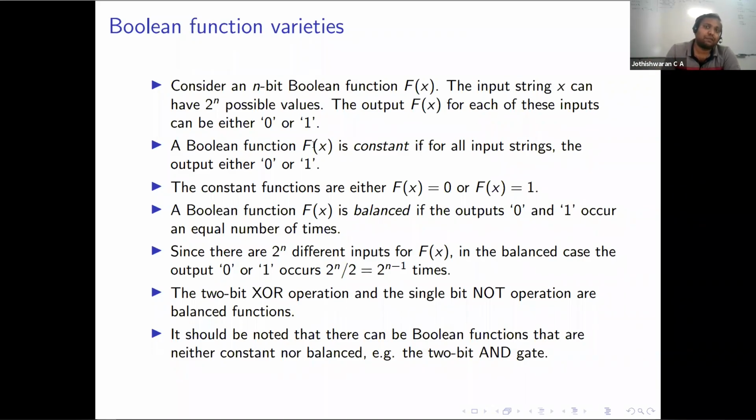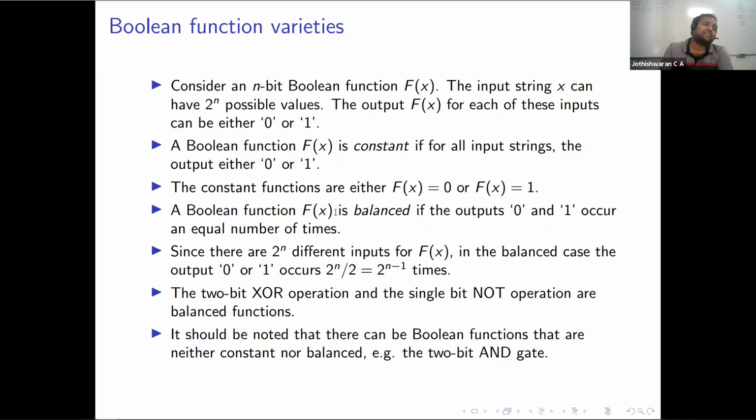Now a Boolean function can be called constant if all the outputs corresponding to every input string are either 0 or 1. So if f of x is equal to 0 for all x belonging to {0,1} to the power n, then it is a constant function, or if it is 1, it is also a constant function. So these are the only 2 constant functions that exist for any n-bit Boolean function. For a 1-bit Boolean function, these are the only 2 constant functions. For a 2-bit Boolean function, these are the only 2 constant functions, and so on.